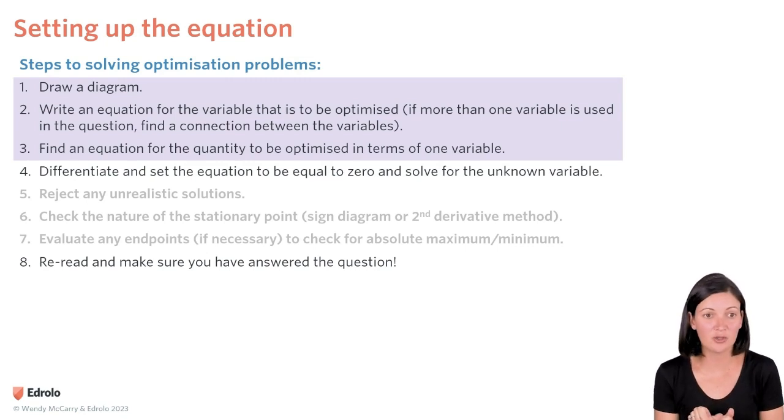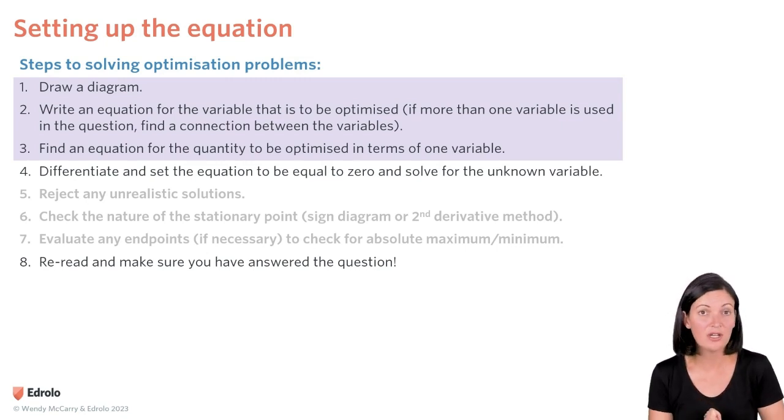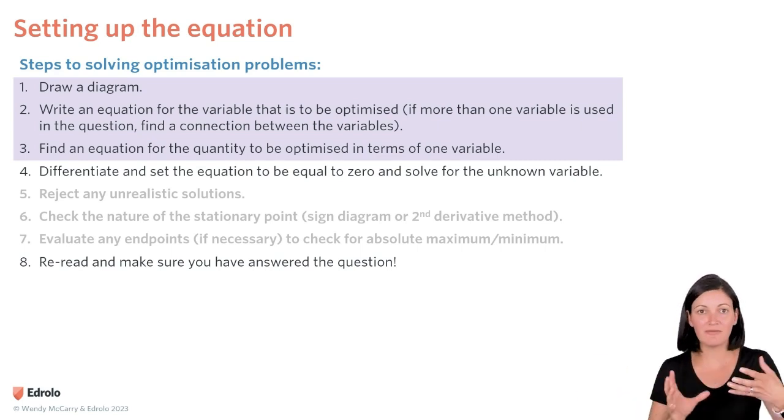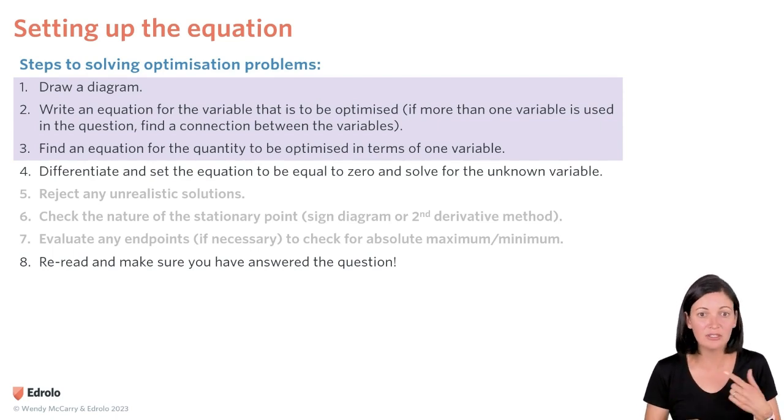Now, we often want to draw a diagram if it's applicable. First of all, so we can get a visual sense of our problem. And then we're going to write an equation for the variable that is to be optimized. So that will be told to you in the question. You'll be asked to maximize or minimize something. And then you may need to find a connection between more than one variable. So we'll have a look at that type of problem when we do our worked examples.